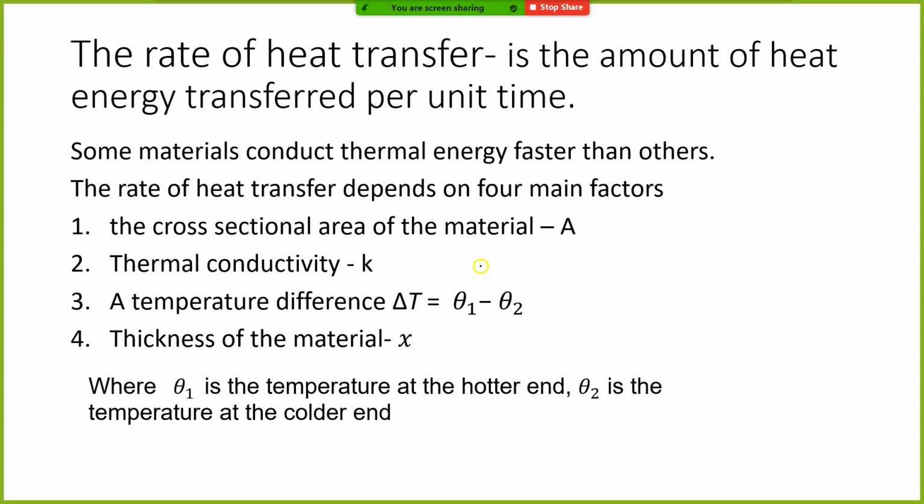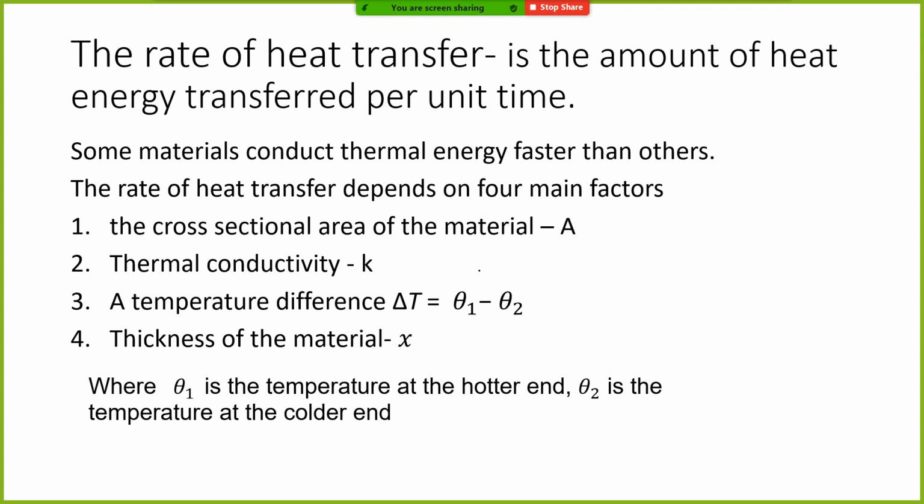You also need to know the thermal conductivity because that also affects the rate of flow of heat. You're obviously going to need the temperature that is being changed. So you start out with a particular temperature. What is going to be the temperature at the other end? Then obviously you need to know the thickness of the material because that also can affect the rate of flow of heat.